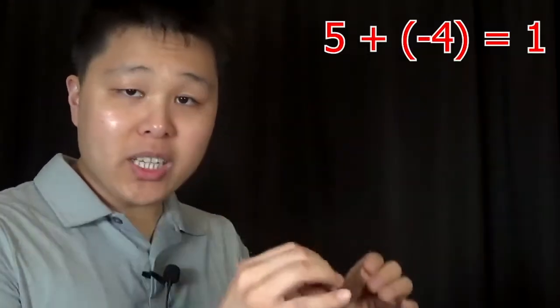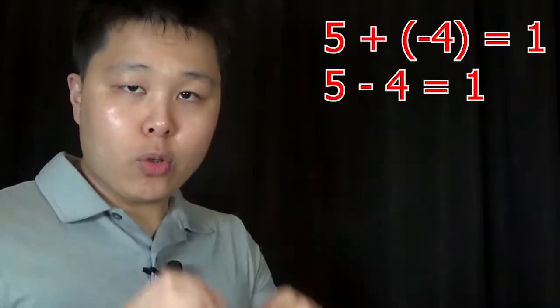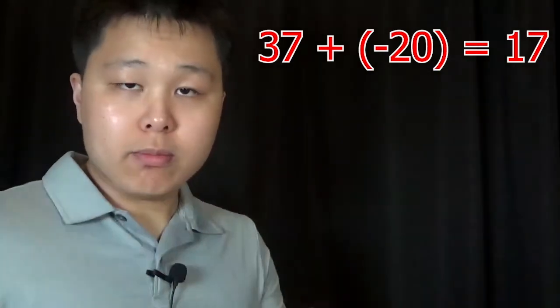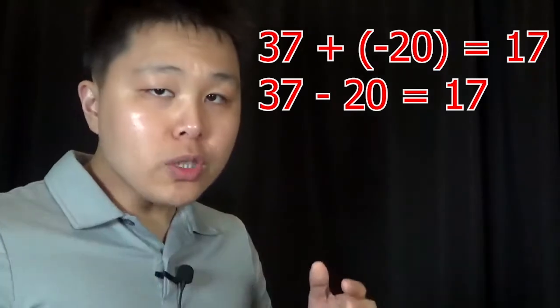From this logic, we can actually use it with different numbers. What do I mean by that? Well, let's just say, for example, you have 5 plus negative 4. That is the same as 5 minus 4. Or we have 37 plus negative 20. Once again, that's the same as 37 minus 20. And we can use that with any combination of numbers. So from here, we actually see something very interesting. The idea of subtraction is that it is just another way of adding negative numbers.